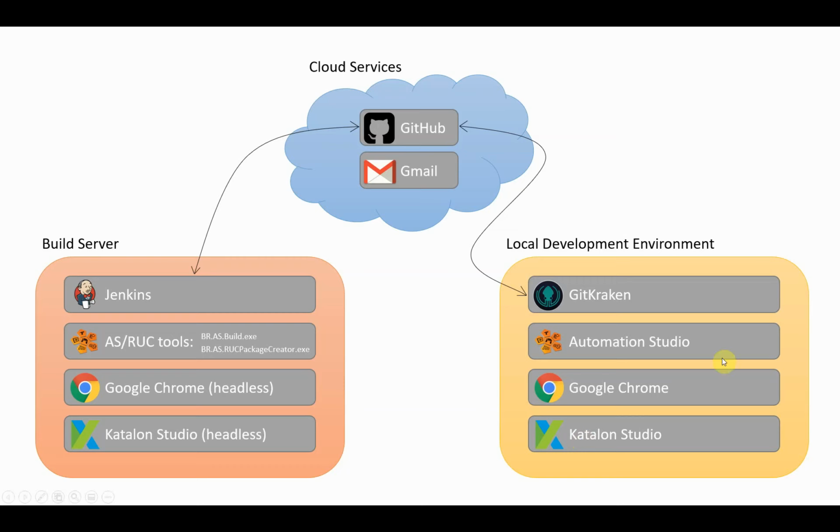The next hop from that local development environment is a set of cloud services that we're going to use to bridge the gap between the local development environment and the build server that's doing all the heavy lifting. The main cloud service we're using here is GitHub, which is just the remote host for my Git repository. And we'll also make use of the SMTP server that Gmail provides in order to send email notifications. We'll get into that a little bit later.